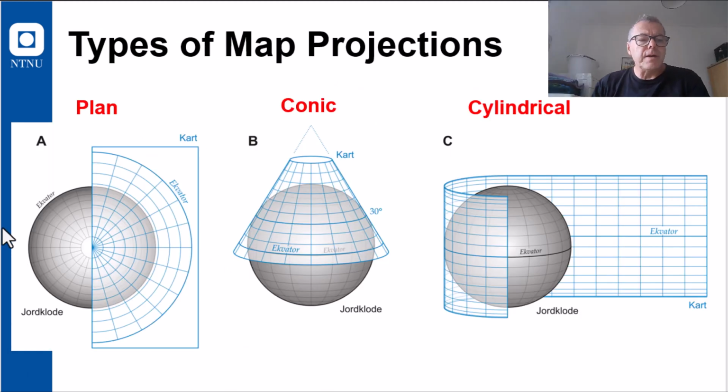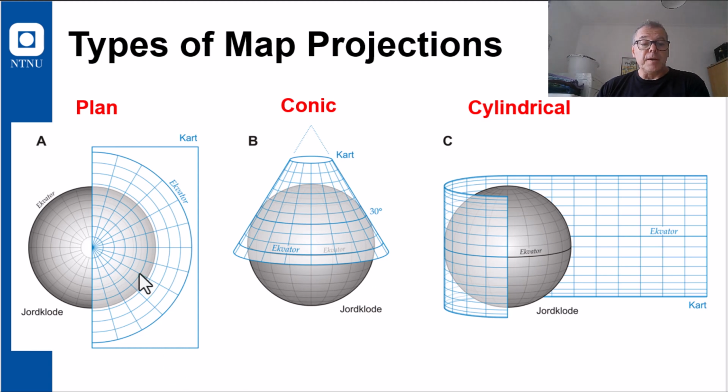There are 3 types of map projections, and we call them plan, conic and cylindrical. Since the Earth is double curved, it cannot be unfolded. And in map projections, therefore, points on the spherical surface are transformed to a point on a surface that can be unfolded. And a plan, a cone and a cylinder are all surfaces that can be unfolded.